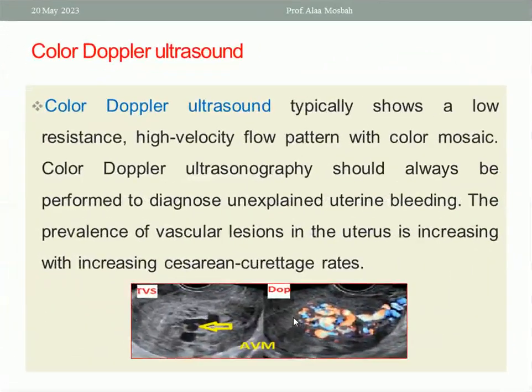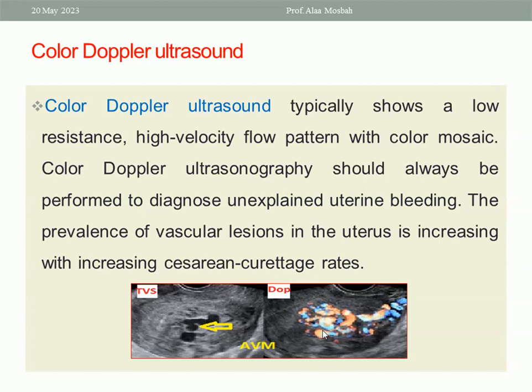What about color Doppler ultrasound? Typically, as in this picture, it shows a low resistance, high velocity flow pattern with color mosaic. Doppler ultrasonography should always be performed to diagnose unexplained uterine bleeding. The prevalence of vascular lesions in the uterus is increasing with increasing cesarean section and D&C rates.